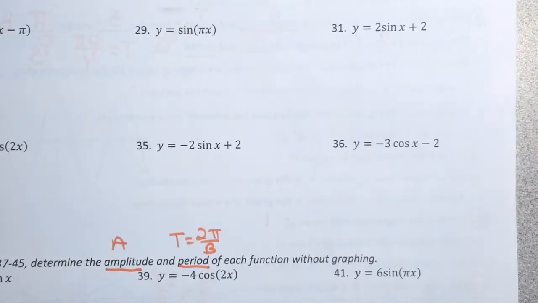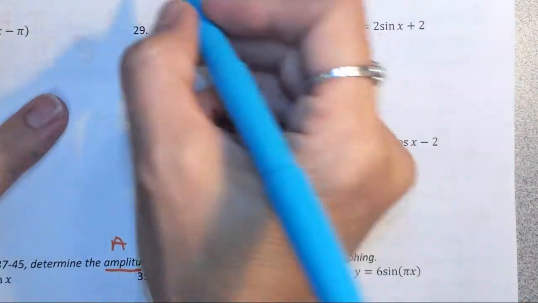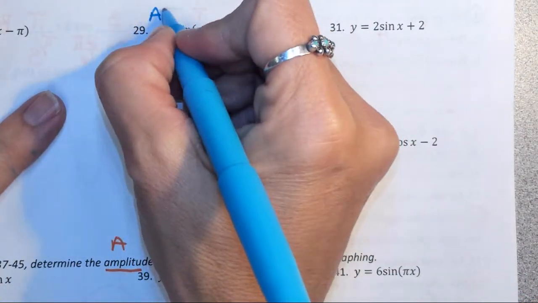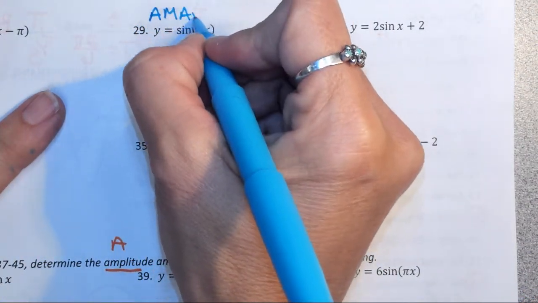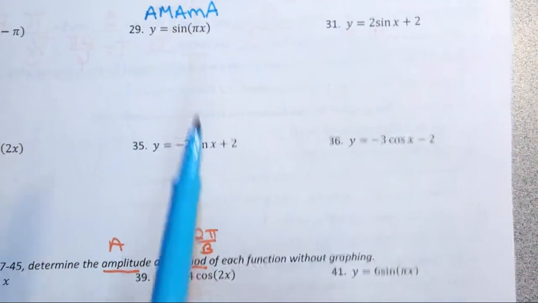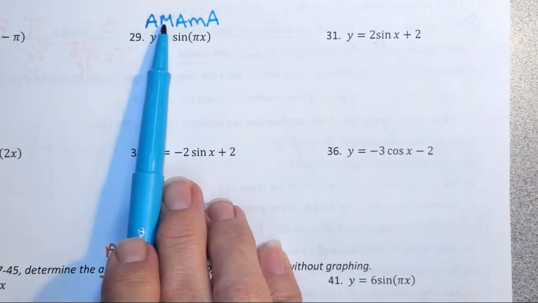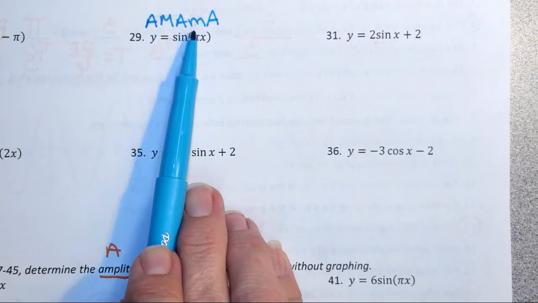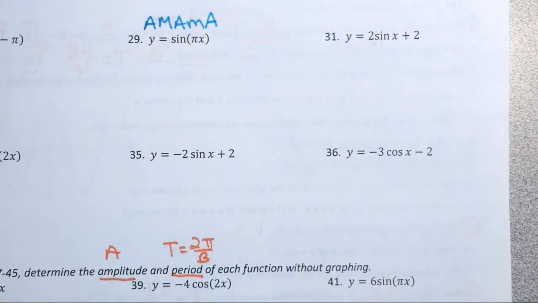On 29, before we start graphing any transformations, the first thing we need to remember is the pattern. It's sine. So what pattern does sine have? Is it A mama or mama M? A mama. And I'm going to write it here just so you can see it. A mama. Remember, the A stands for axis, maximum, axis, minimum, axis.